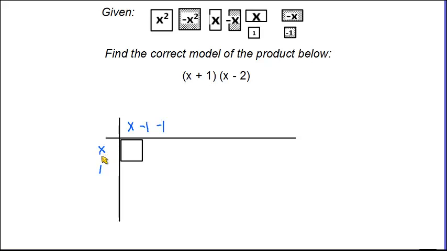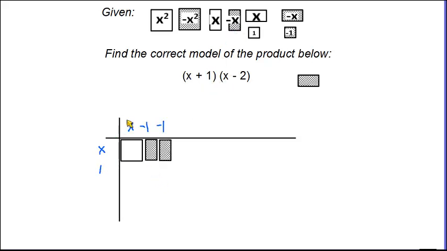Next, x times negative 1 will give us a negative x. So note that I have here two negative x. If you are going to use this model or this representation, you will create a space here. And we don't want that to happen. So instead of using this, I am going to use this representation of negative x. So x times negative 1 is again negative x.